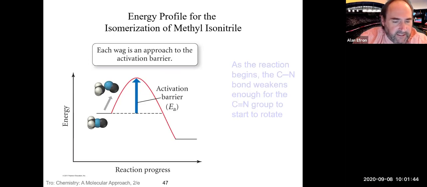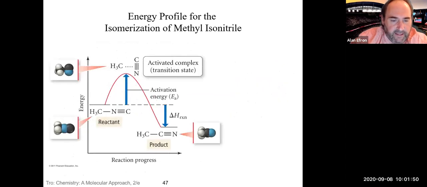You can start to see it starting to break its bonds as it's working its way up the activation energy. Again, when it gets to that very top, it's got partially broken bonds. It's starting to make the bond with the carbon coming in, and then it works its way back down to the end. And that difference between reactants and products in terms of energy is where we get our delta H for the reaction.